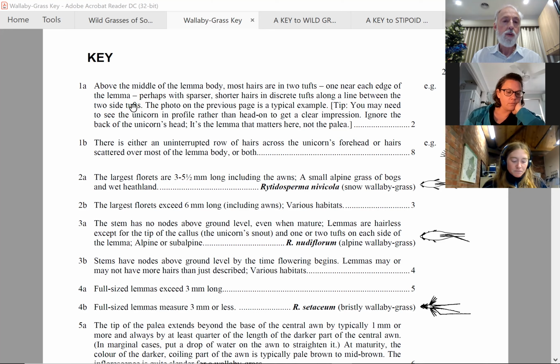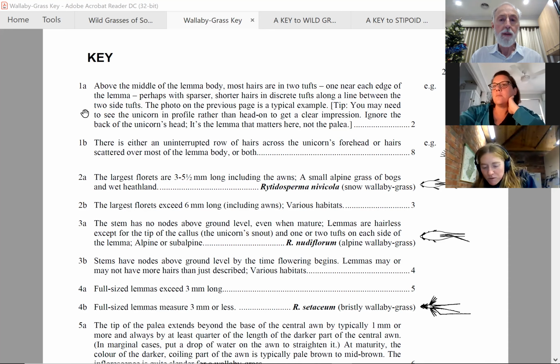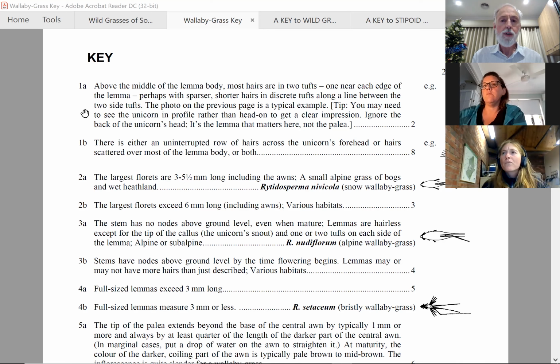Okay, let's see how it goes. I'll read 1A. It begins, above the middle of the lemma body, most hairs are in 2 tufts, one near each edge of the lemma, perhaps with sparser, shorter hairs in discrete tufts along a line between the 2 side tufts. In other words, instead of having the full row of 10 tufts, we are looking at the situation where there are tufts at the margins, the edges, and a whole lot of missing ones, maybe with a few hairs on the midline of the lemma or the unicorn's face.